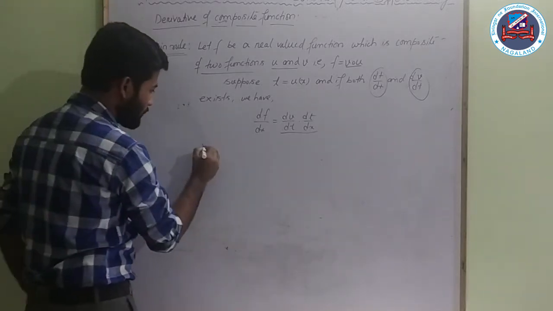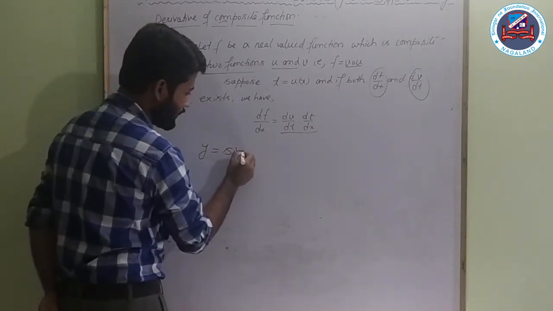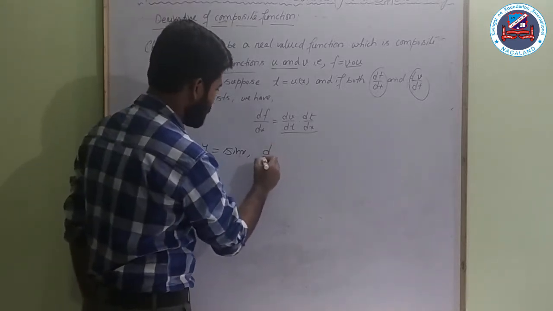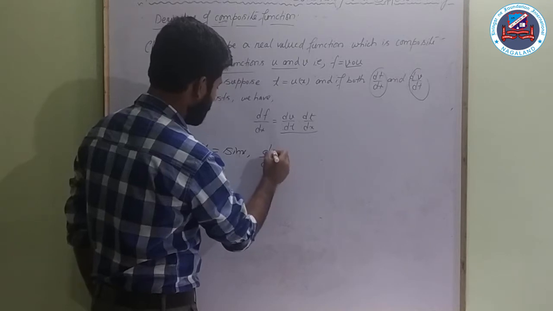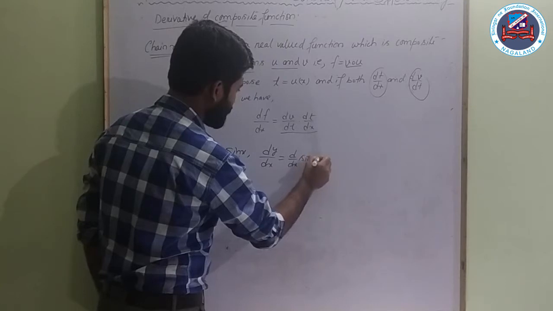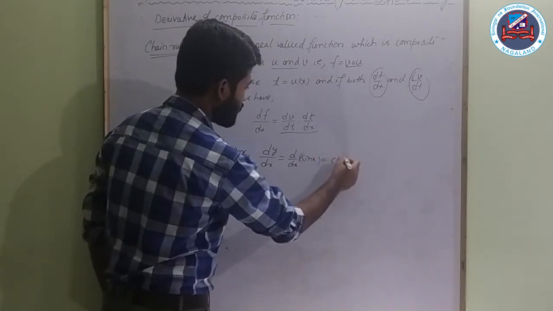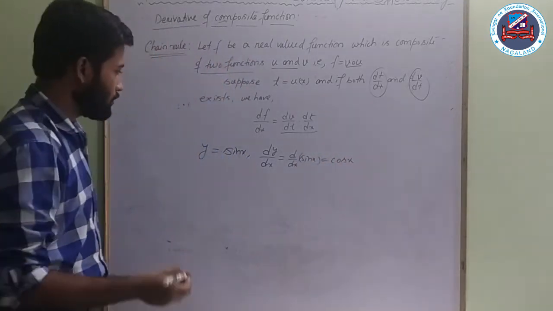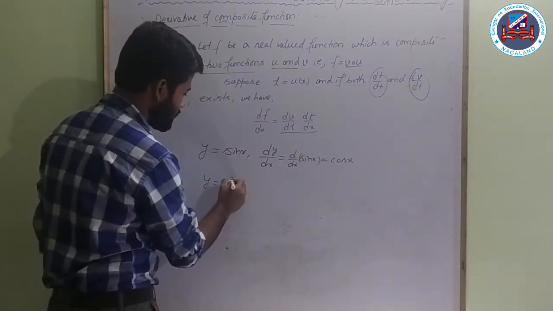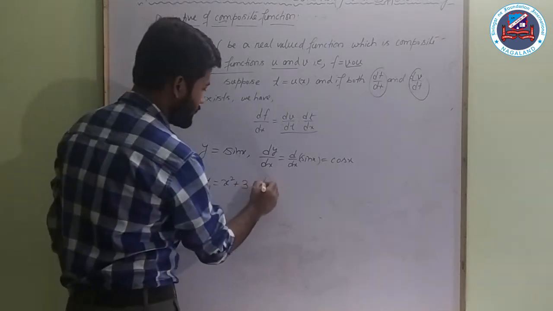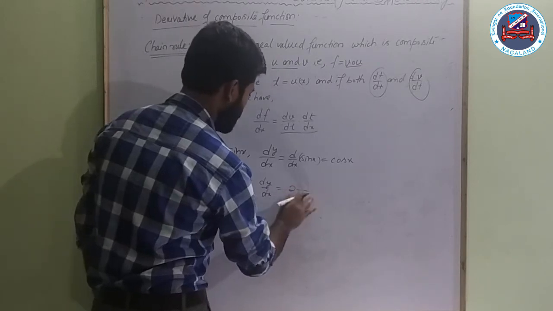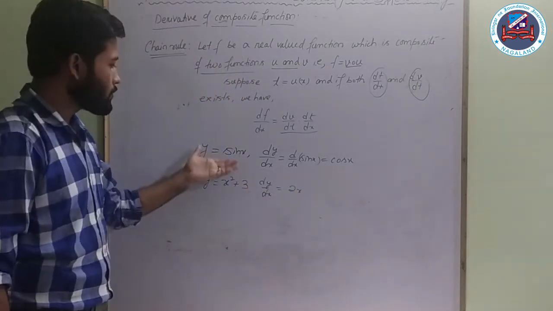Suppose you have y is equal to sin x. How do we find the derivative of this? In your first year you have done that d by dx of sin x is equal to cos x. Also, if y is equal to x squared plus 3, then dy by dx will give us twice x, and the constant gives 0. So these are very easy.